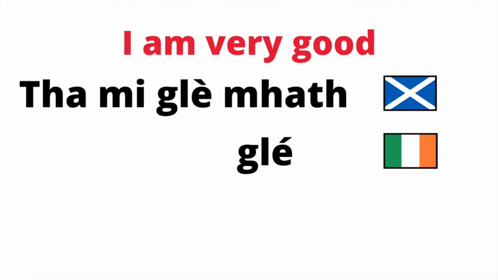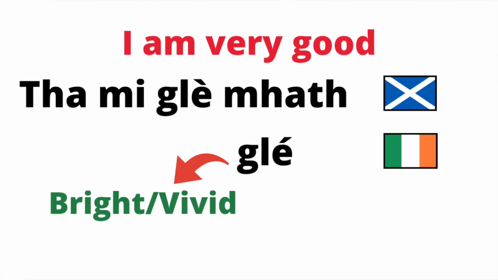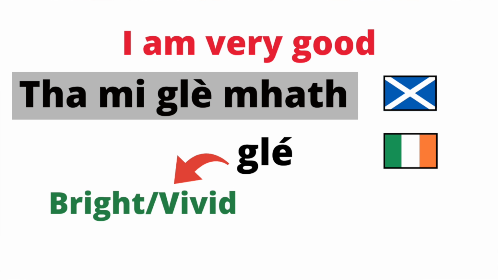So the word glè there is interesting. I haven't seen that used very much in Irish. It is a word, it is there, it's in the dictionary. In Irish, glé means bright or vivid. So it's interesting that it's used in Scottish Gaelic in this context to say I am very good or I am fantastic. Tha mi glè mhath.